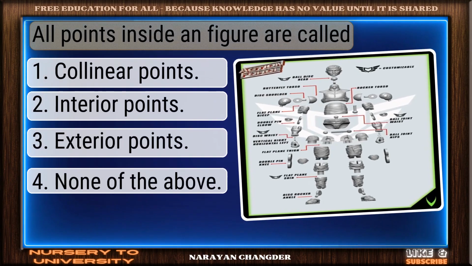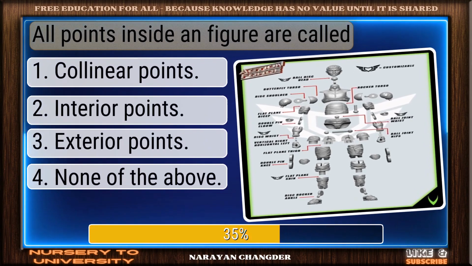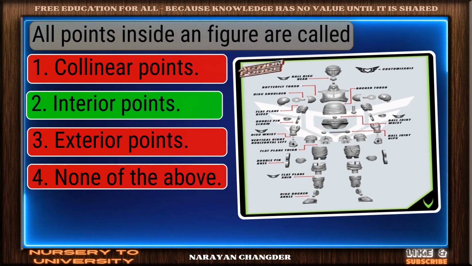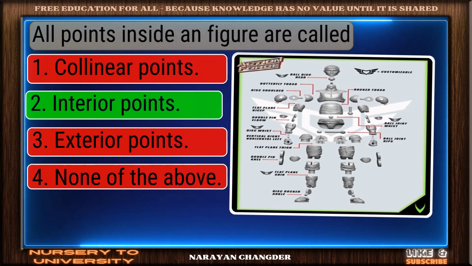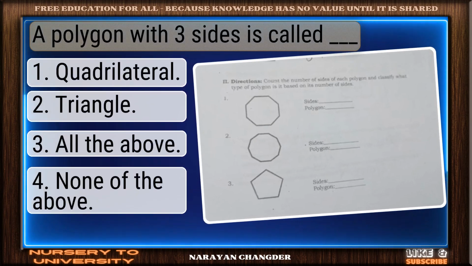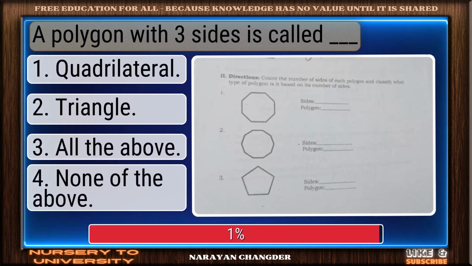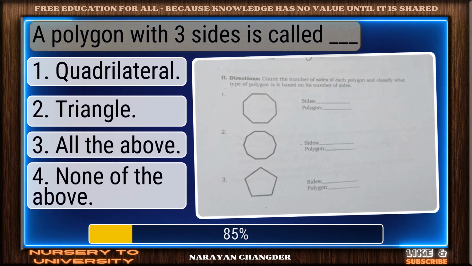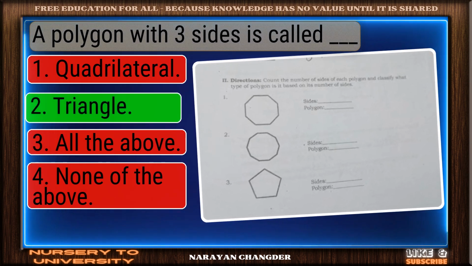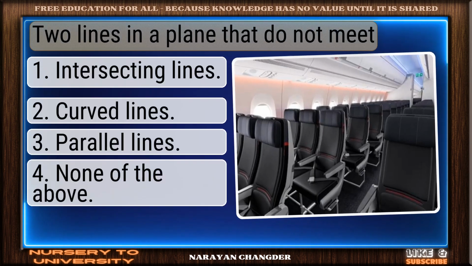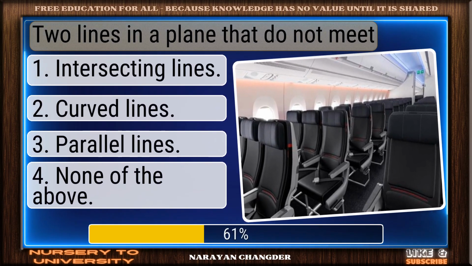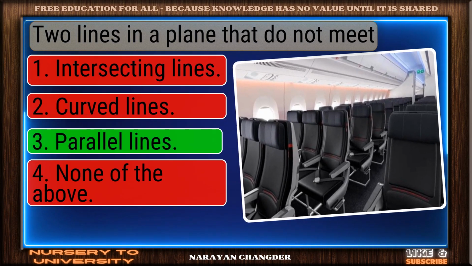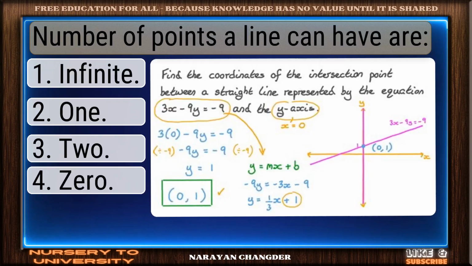All points inside a figure are called. Correct response. Interior points is the most accurate answer. A polygon with 3 sides is called dash. Perfect. Triangle is the correct choice. 2 lines in a plane that do not meet. Bravo. Parallel lines is the answer.